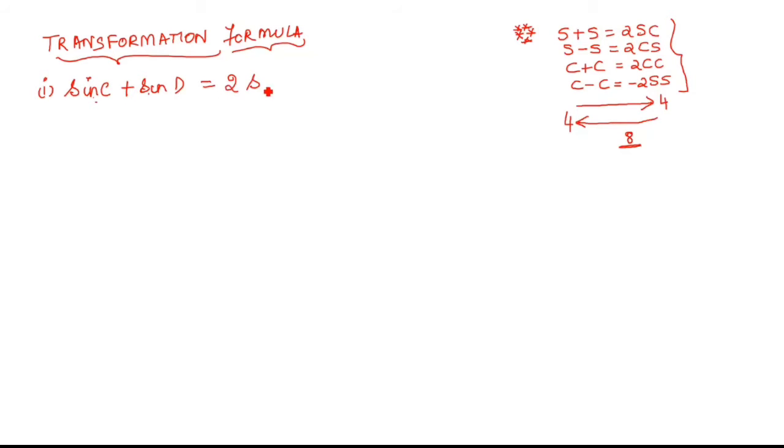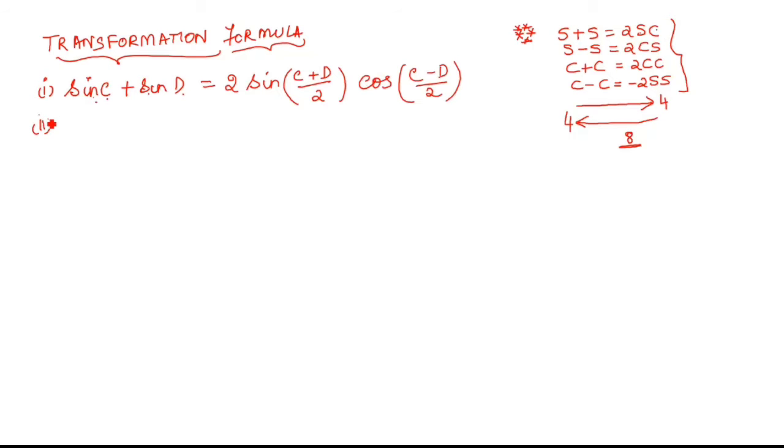S stands for sine. First, I have to add the two numbers. Always remember, first adding, then subtracting. C plus D divided by 2. Add and divide by 2. Next I have C. C stands for cos. Now I have to subtract, C minus D divided by 2. Okay, that is the first one.